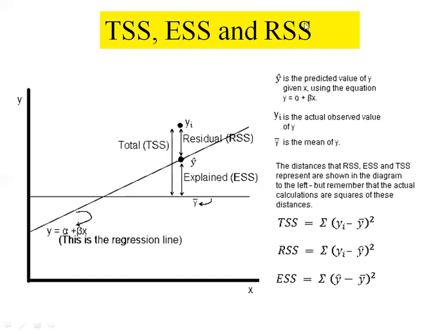Now you could see here, what is y hat? This is the predicted value of y given x. So given x, what is the predicted value of y? Then what is yi? This is the actual observed value of y. Then what is y bar? It is the mean of y.